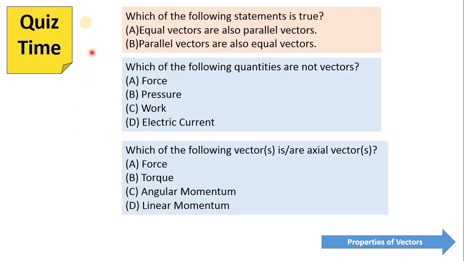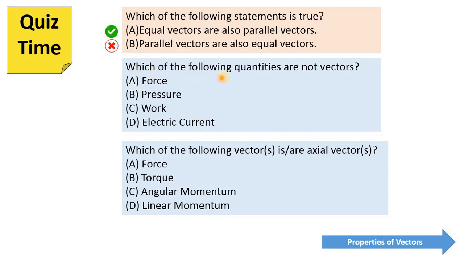Okay, so now it's a little quiz time. So 3 questions. Let us answer these 3 questions before we move ahead to the next topic. Which of the following statements is true? Equal vectors are also parallel vectors, or parallel vectors are also equal vectors? Pause the video for some time and think about the answer. If you recall the definitions, you can give the answer that equal vectors are also parallel vectors, but at the same time parallel vectors are not equal vectors. So that's why A is correct and B is wrong.